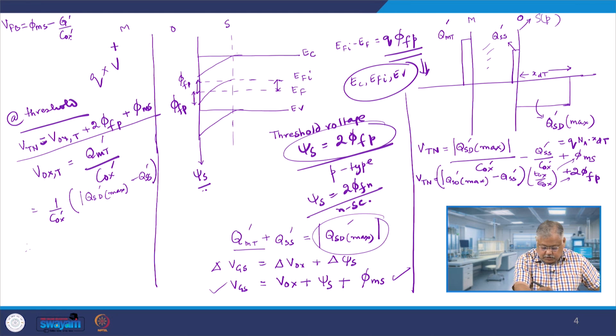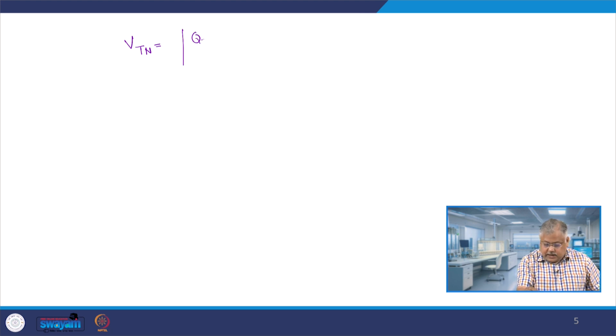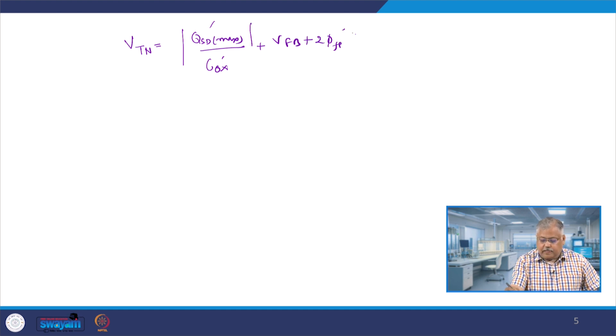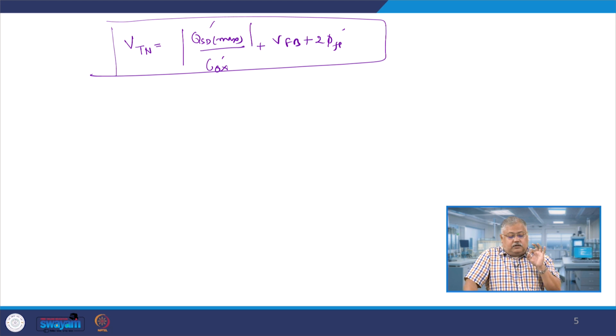We have already studied this problem, and therefore the final expression for VT, which is very important, is VTN equals QSD max prime divided by COX prime plus VFB plus 2 phi FP. This is your final threshold voltage value. What does it tell me? The threshold voltage depends upon 2 phi FP, upon VFB, and also upon the maximum depletion charge stored in the MOS device and on the capacitor.